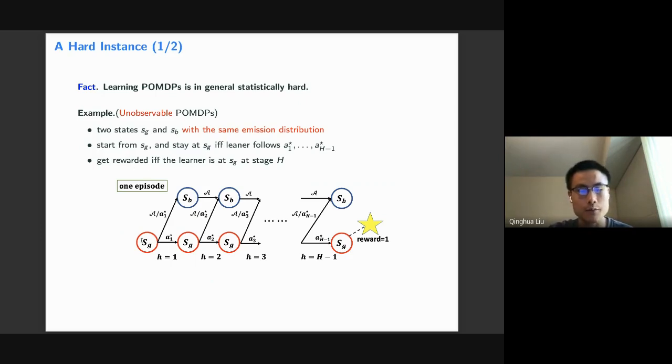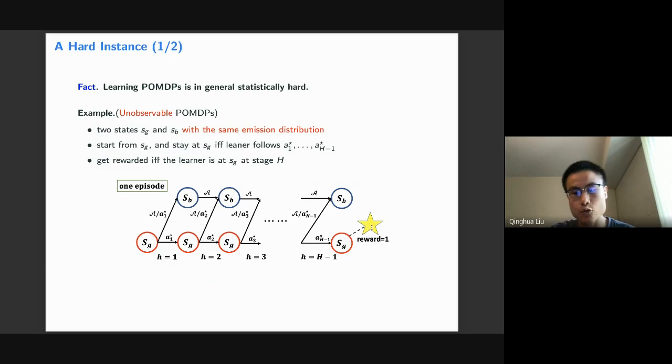In each episode, we always start from the good state. And there is a special action sequence a_1 star to a_{H-1} star, such that at each step h, if we take the special action a_h star at the good state, we will stay in the good state. Otherwise, we will transition to the bad state. And once we transition to the bad state, we will stay there forever, so no matter what actions we take, we will always stay there. And we define the reward function so that the learner receives reward 1 if and only if she stays at the good state in the final stage.